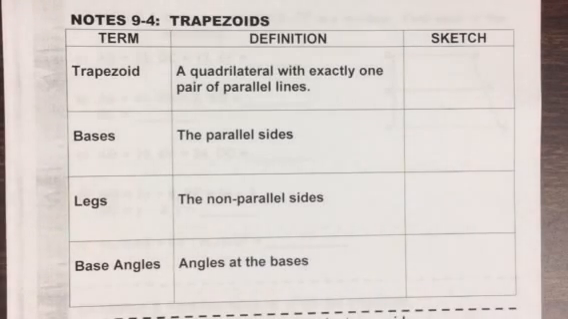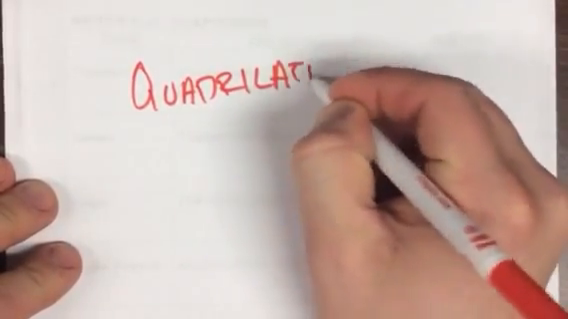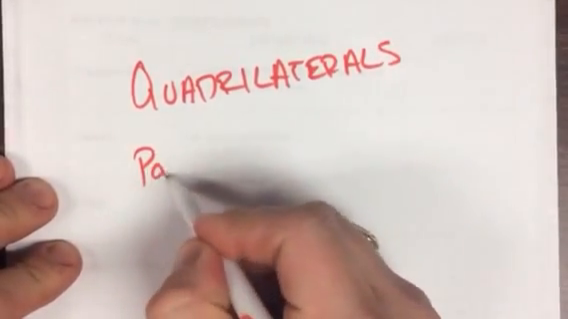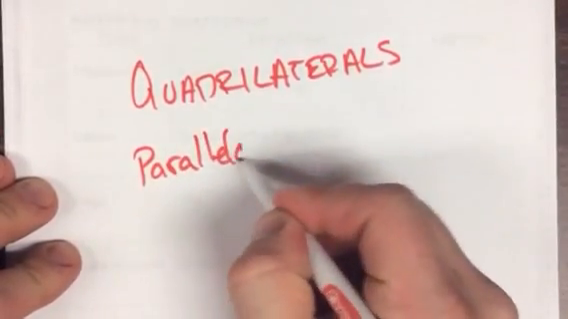Today we're going to talk about trapezoids. We have already talked about some quadrilaterals. So on our quadrilaterals that we've talked about, we know that parallelograms make up the majority of what we discuss.